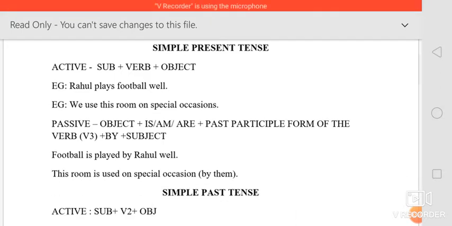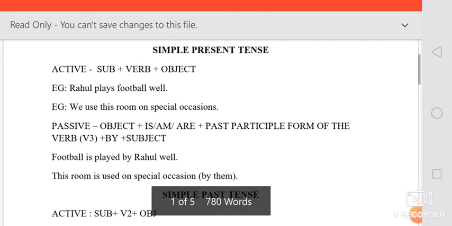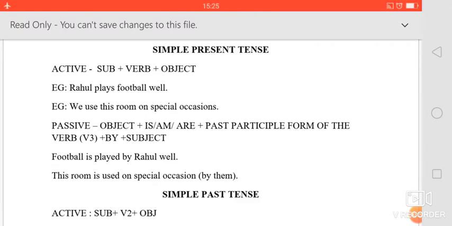Now let's move on to the next portion, object plus. Since this is simple present tense, we have to use the form is, am and are, plus past participle form of the verb, that is V3, plus by plus subject. See how we are changing it. Rahul plays football is active form. Now we are changing into passive.